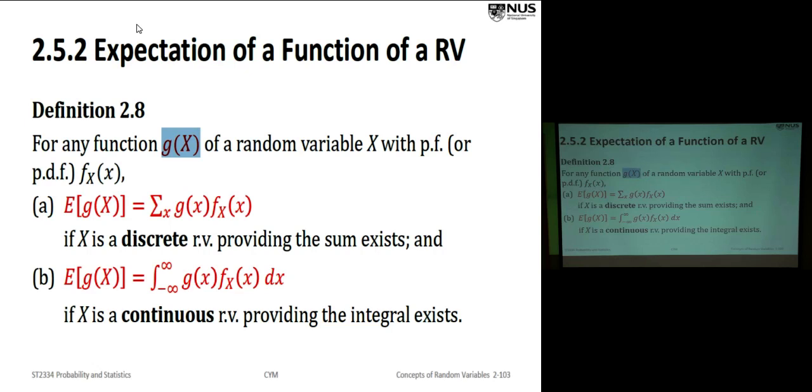Okay, so now if I want to compute the expectation of g, assuming it exists, the expectation of g of x is defined to be the sum over all possible values of x of the function of the random variable multiplied by the probability mass function for a discrete random variable, again, providing the sum exists. And in the case of continuous random variables, the expectation of g of x, well, I'm just replacing summation with integration. There's nothing more than that. And again, this thing is only defined if the integral exists. The integrand has to basically decay towards zero fast enough in order for this integral to be well-defined.